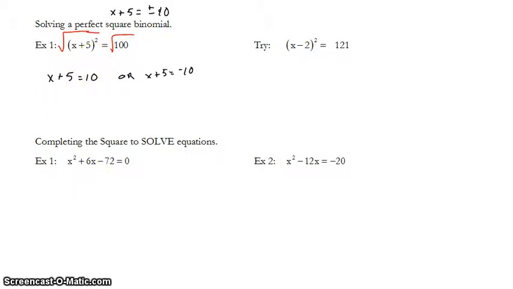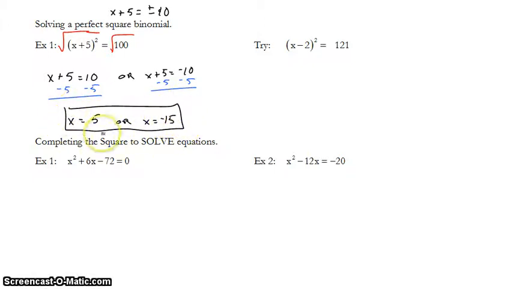It's just a linear equation at this point, so I can subtract 5 from both sides here. I can subtract 5 from both sides here. I'm going to have two possible answers. X could equal 5, or x could equal negative 15. Those are two possible answers to this equation. Every time you square root both sides, you're going to have this situation.